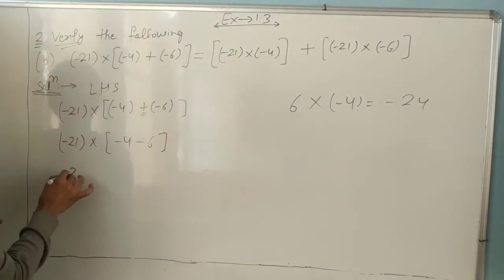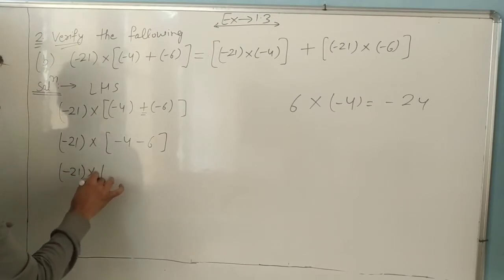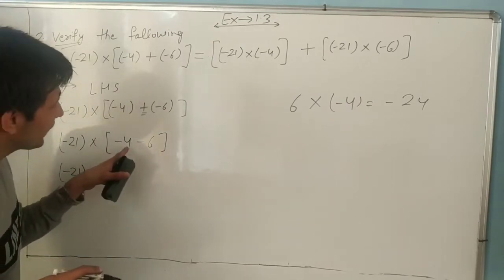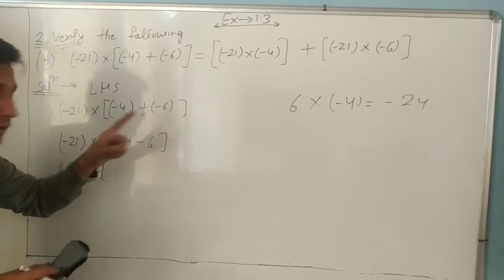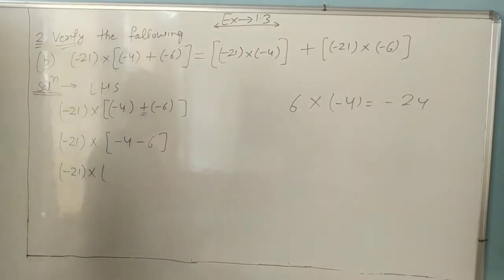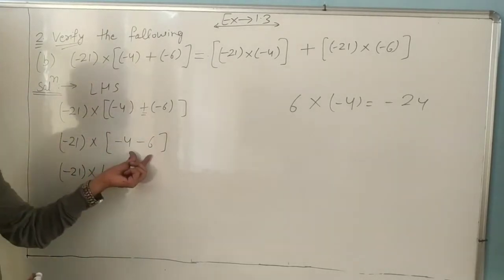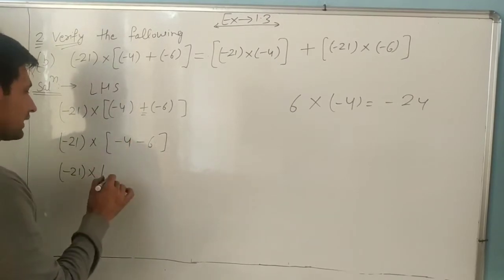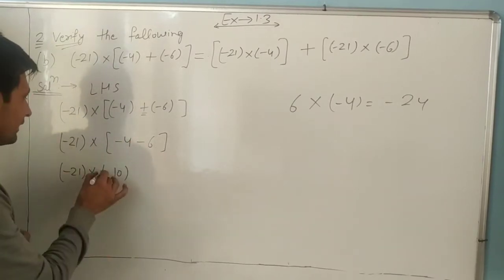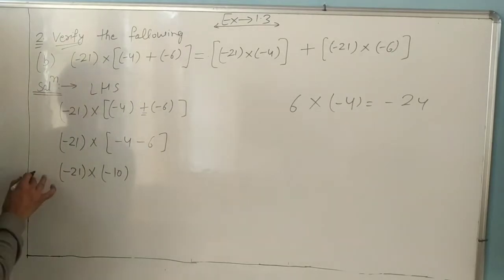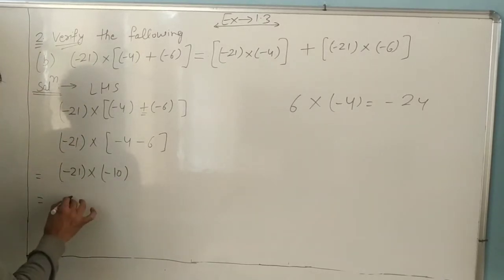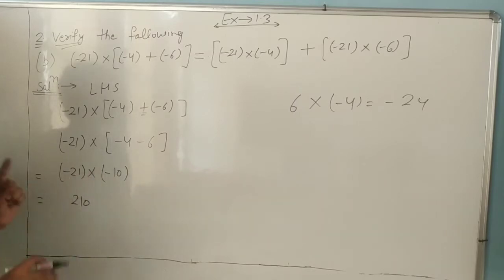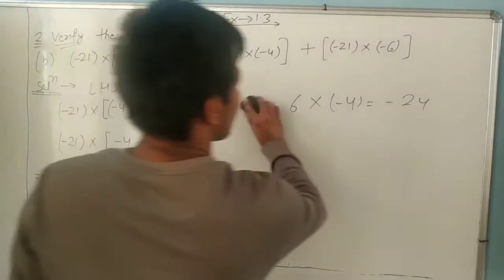Now inside the bracket we are not multiplying, we are adding them. Whenever the integers have the same sign in addition, we add them: 4 plus 6 is 10, and put the sign of the greater number. Now again we have to multiply: minus 21 into minus 10. 21 into 10 is 210, and negative into negative is positive. So 210 is our left hand side.